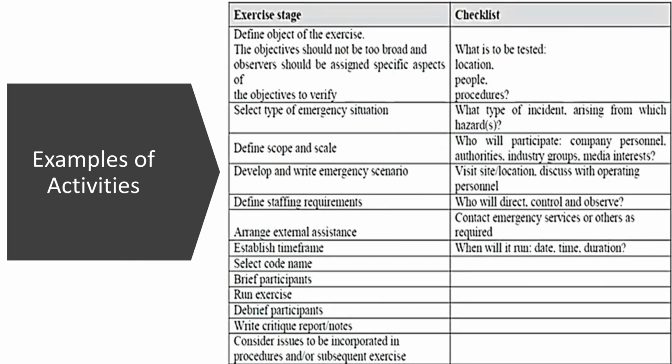Examples of activities in a TTX follow a clear process, starting with defining the exercise's objective and selecting the emergency situation. This includes setting the scope, developing the scenario, defining staffing requirements, and arranging external assistance. The process continues through establishing a time frame, selecting a code name, briefing and running the exercise, debriefing participants, writing a report, and considering future procedures.